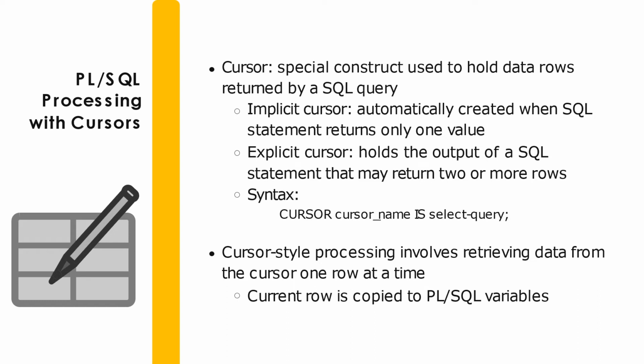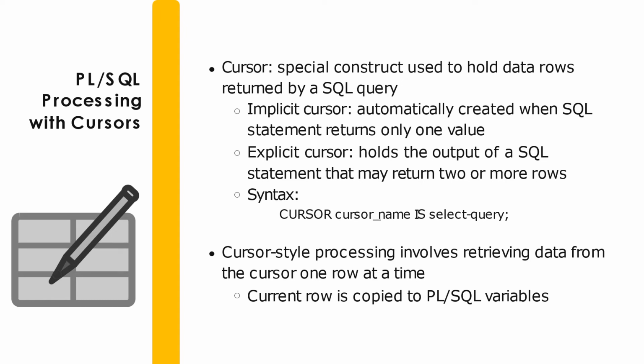An implicit cursor is automatically created in procedural SQL when the SQL statement returns only one value. Up to this point, all of the examples we have had created an implicit cursor. Meanwhile, an explicit cursor is created to hold the output of a SQL statement that may return 2 or more rows, but could return 0 rows or only 1. To create an explicit cursor, we use the following syntax. We use the keyword cursor, and then the name of our cursor, the IS keyword, and our select query.